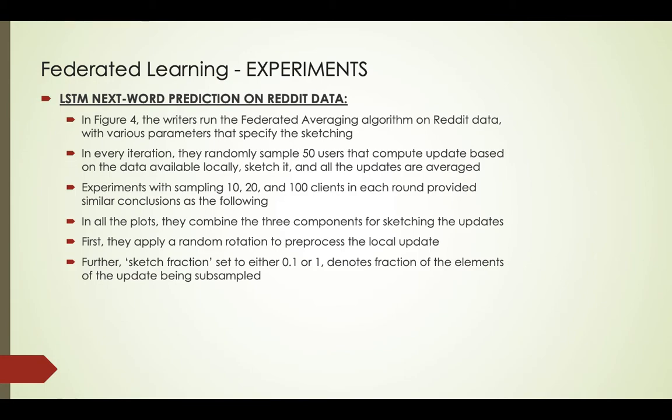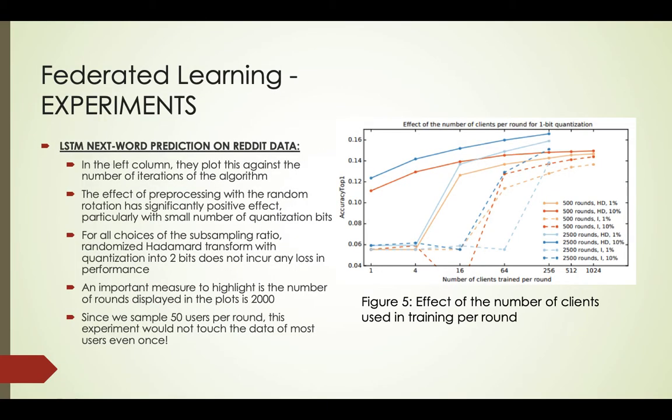First, they apply a random rotation to pre-process the local update. Further, sketch fraction set to either 0.01, 0.1 or 1 denotes the fraction of the elements of the update being subsampled. Now they plot this against the number of iterations of the algorithm.